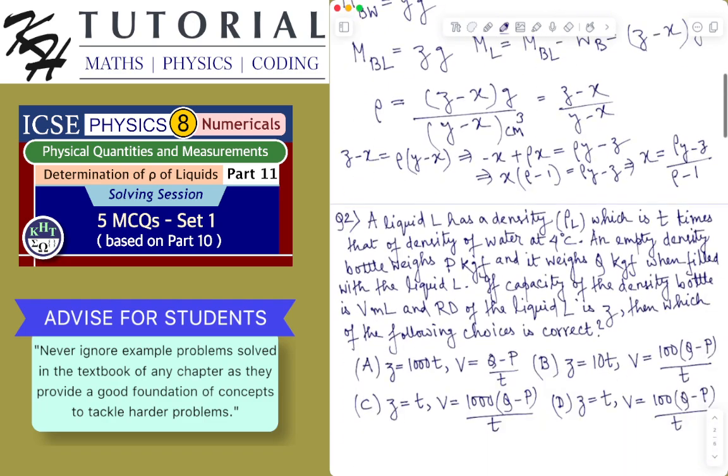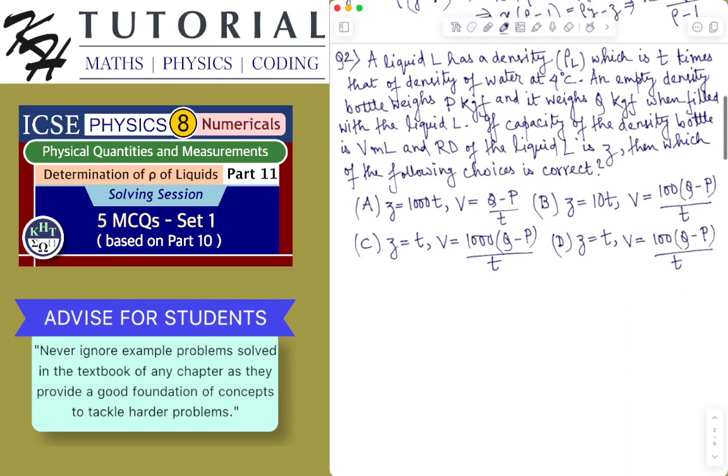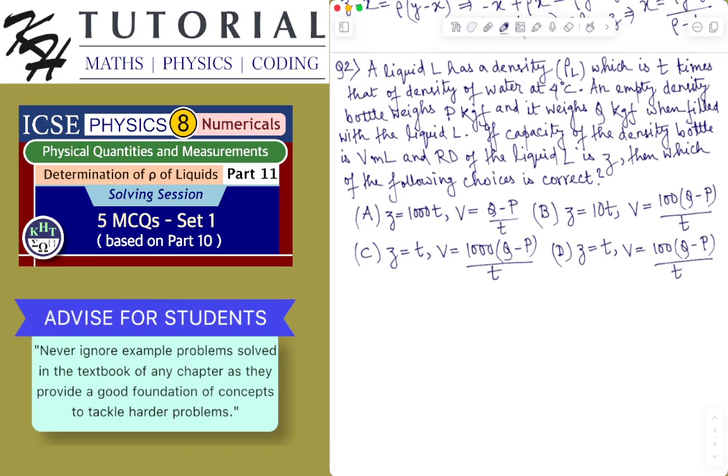Okay, let's do the next problem. A liquid L has a density which is denoted by rho L, which is P times that of density of water at 4 degree centigrade. An empty density bottle weighs capital P kgf and it weighs capital Q kgf when filled with the liquid L. So the weight of the empty density bottle is capital P kgf. So we can say that the mass of the empty density bottle will be P kilogram.